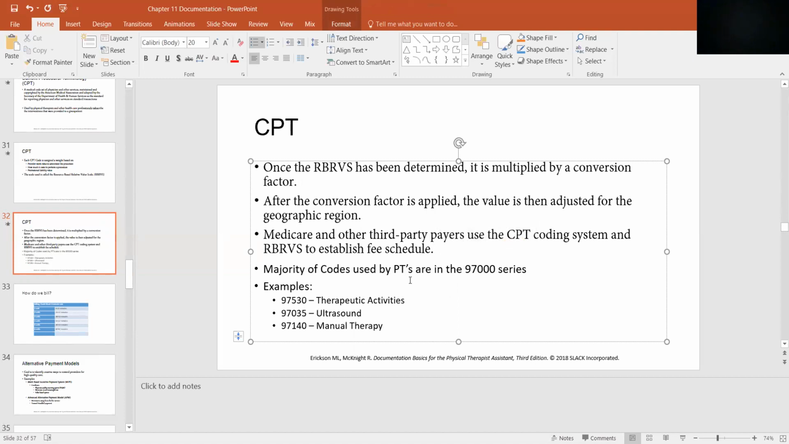And then again, like I said, the majority of codes are in the 9700 series. So here are some examples. 97530 is called therapeutic activities, 97035 is ultrasound, and 97140 is manual therapy. You are going to start to be familiar with this, and we're going to get into it a little more as to what activities, exercises, or interventions fall under therapeutic activities, and what type of things fall under manual therapy. Ultrasound is pretty obvious.